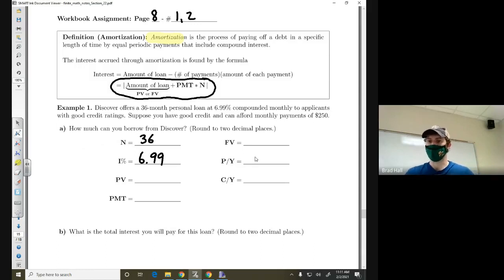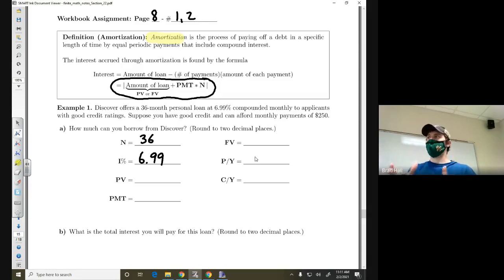So why are we not multiplying now? 36 months. In other words, they're doing the product for us. They're doing the multiplication for us. They could have worded it as 3 years and you're paying monthly, but they just multiplied the two things together already.